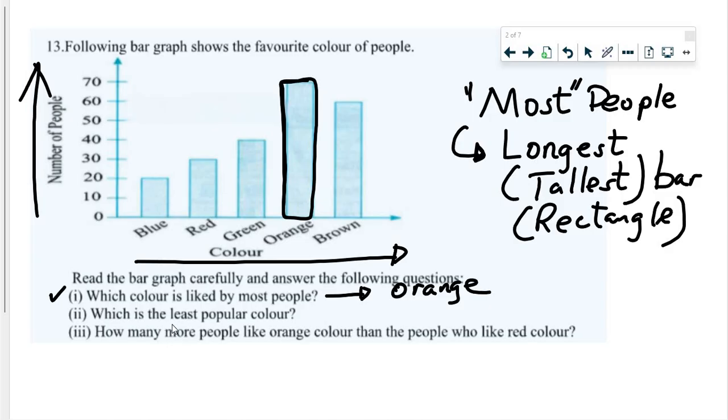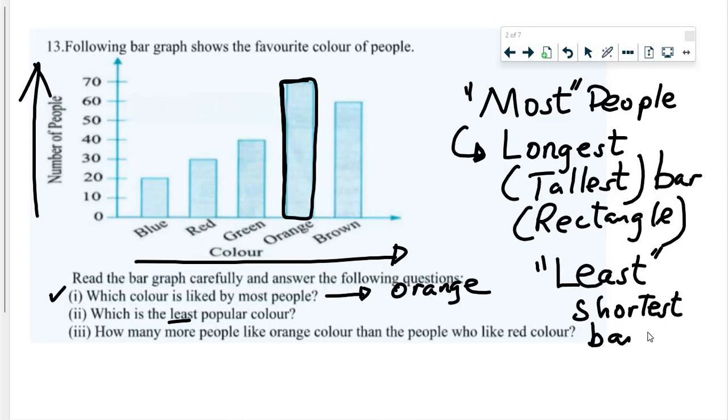Next question. Which is the least popular color? The keyword least is associated with the shortest rectangle or shortest bar. Now, which of these bars is the shortest of all? It is this bar here, and the color represented by the shortest bar is blue. So go ahead writing here blue.